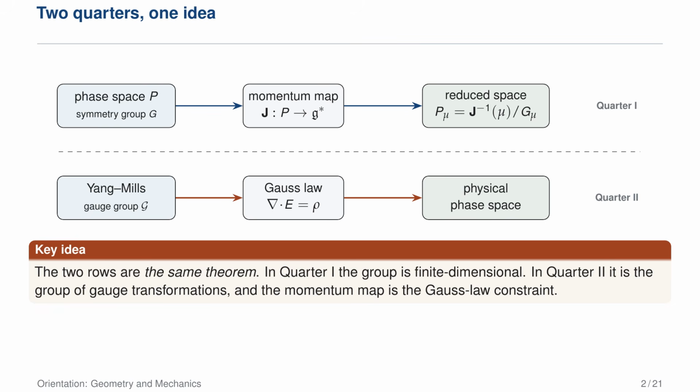In the first quarter, the group is finite dimensional. In the second quarter, it is the group of gauge transformations, and the momentum map is the Gauss law constraint. Let me make that concrete. Here are 4 systems we return to every week this quarter.